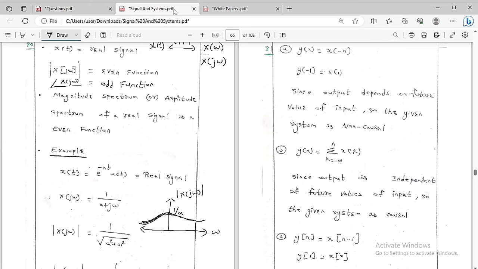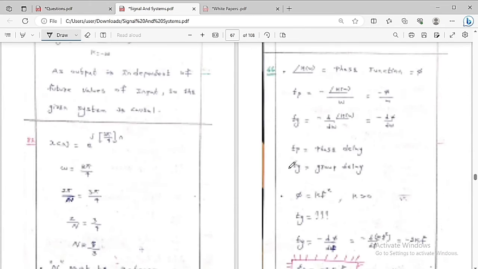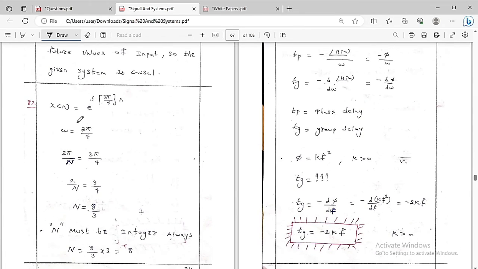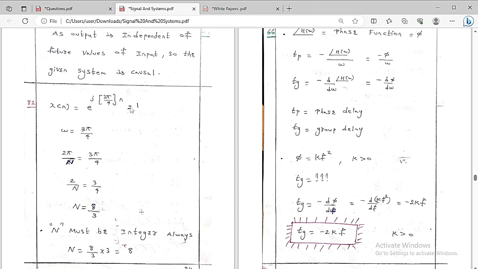So let's solve this numerical. What is the signal they have given? X of n is equal to e to the power of j into 3 by 4 into n. What is the signal? It is a discrete time complex signal. Why? Because n is there, that is the reason it's discrete time, and there is a j, so that is the reason it is called complex. Overall, it is a discrete time complex signal.